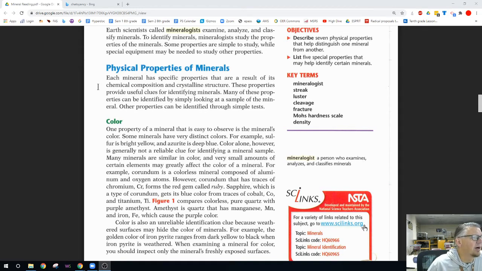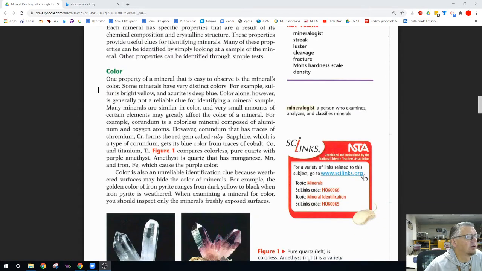Color. One property of a mineral that is easy to observe is its color. Some minerals have very distinct colors. For example, sulfur is bright yellow and azurite is deep blue. Color alone, however, is generally not a reliable clue for identifying a mineral sample.